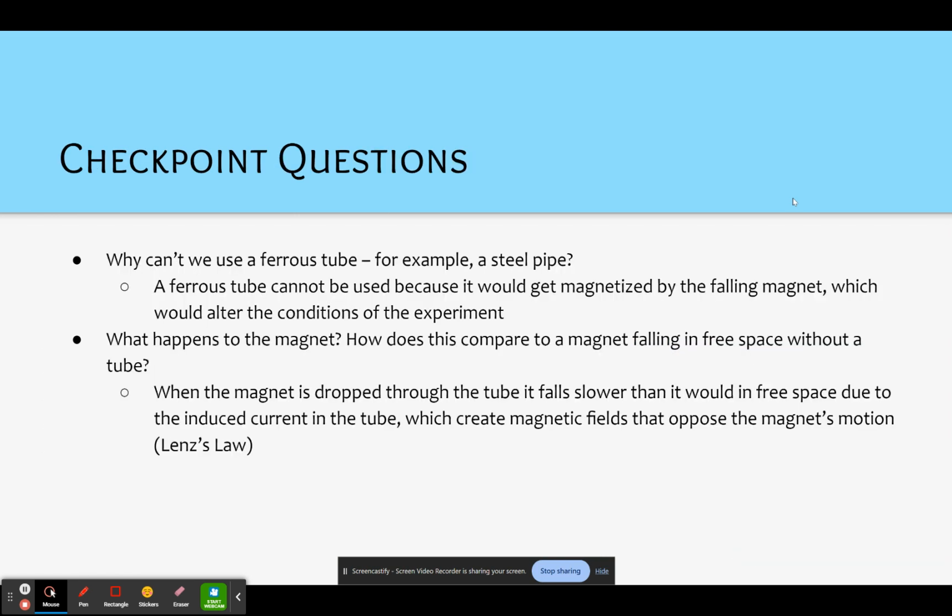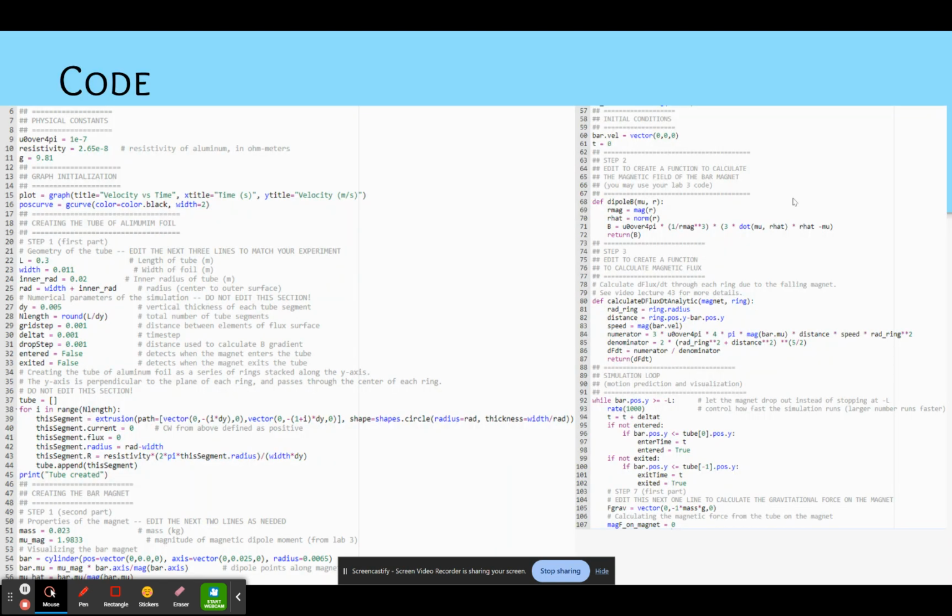Some checkpoint questions. We can't use a ferrous tube because it would get magnetized by the falling magnet, which would alter the conditions of the experiment. And when the magnet is dropped through the tube, it falls slower than it would in free space due to the induced current in the tube, which creates magnetic fields that oppose the magnet's motion, which we see through Lenz's law. So here's my code.